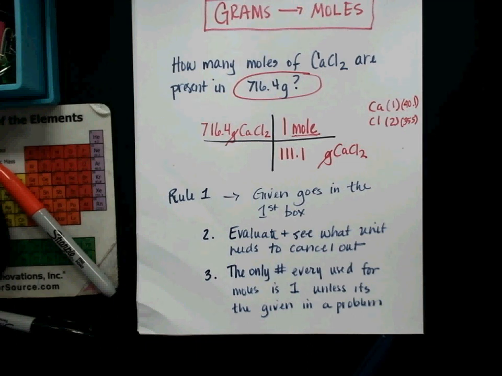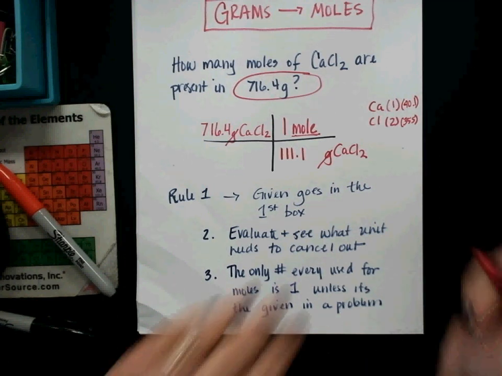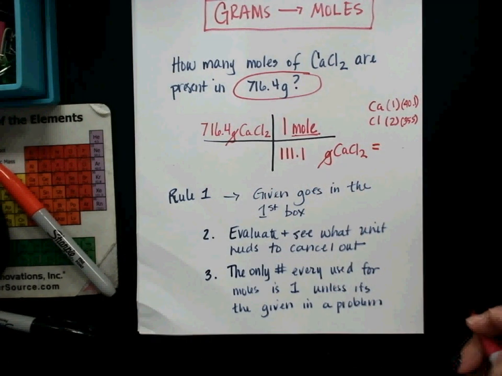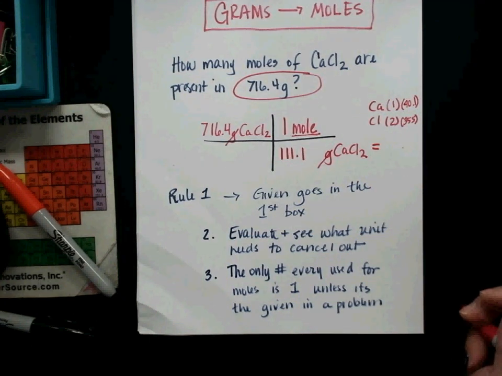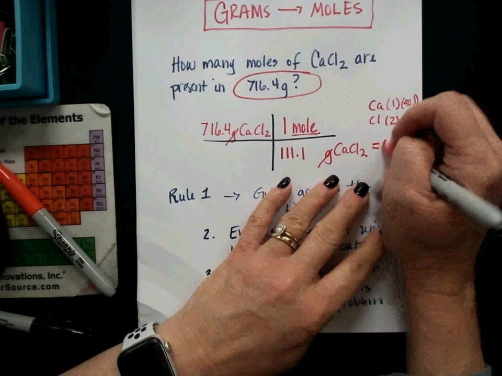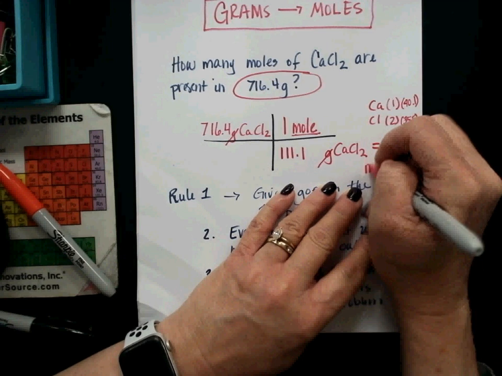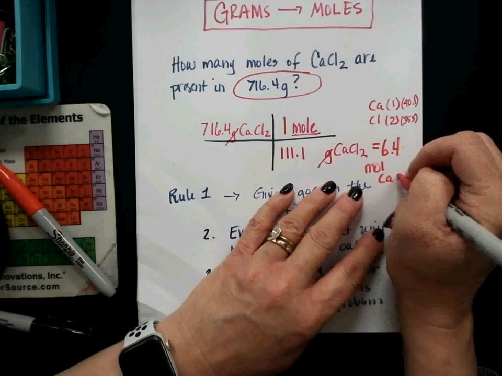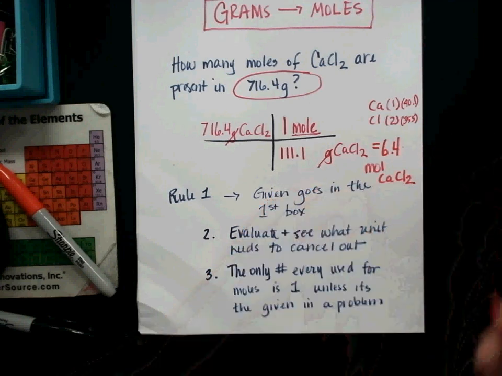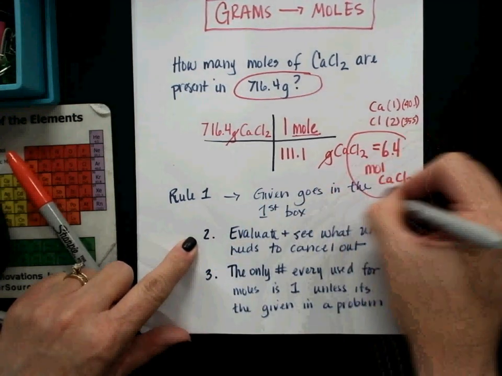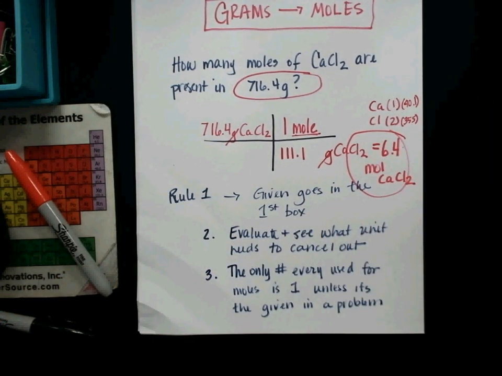All right, so let's calculate this. 16.2 divided by 1. See what you get. Round to the 10th place. What'd you get, Evan? So I would write 6.4 mole CaCl2. And there's my answer.